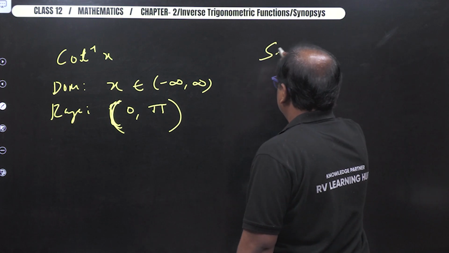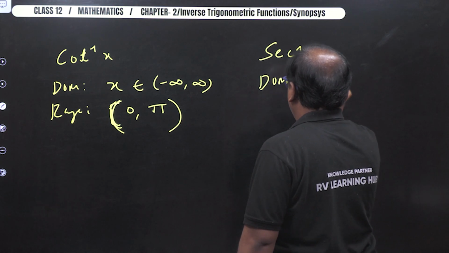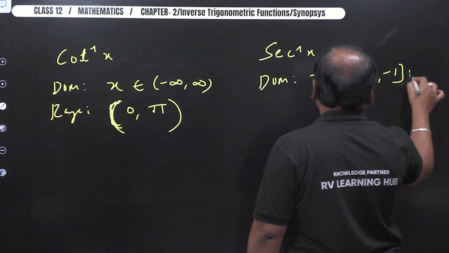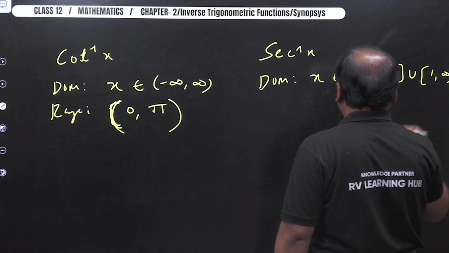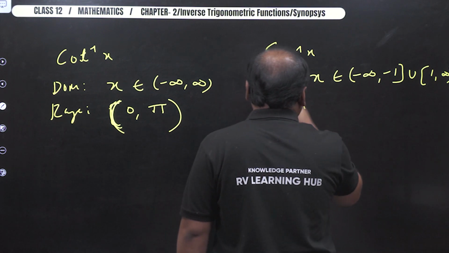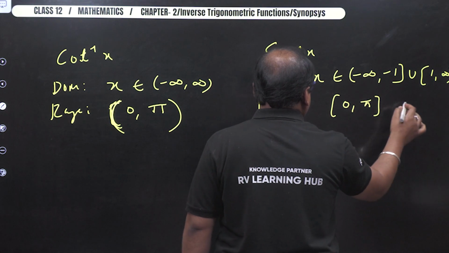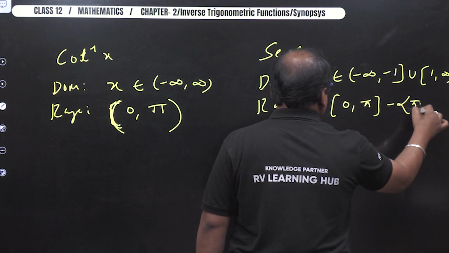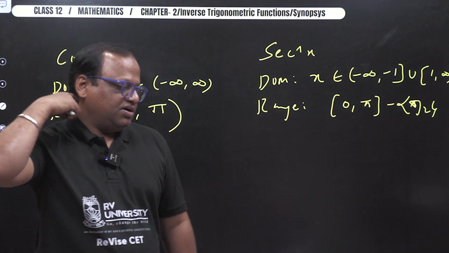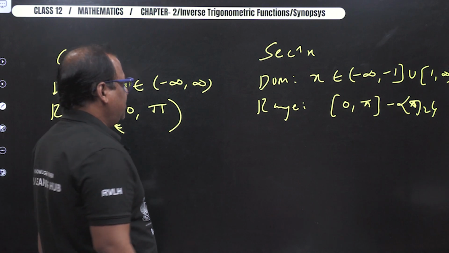Similarly, I will write secant inverse of x. Domain is x belongs to -infinity to -1, union of 1 to infinity. Range is, this is in the second quadrant, 0 to π, excluding π/2, because it will become 1 by cos 90, which is 0, so it will become infinity. So 0 to π minus π/2.